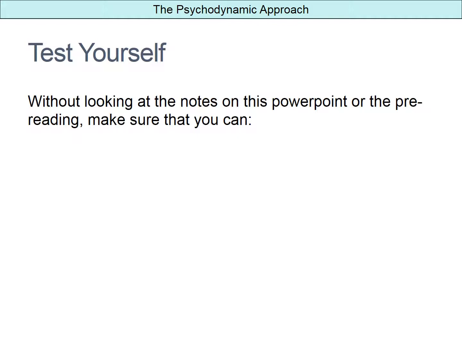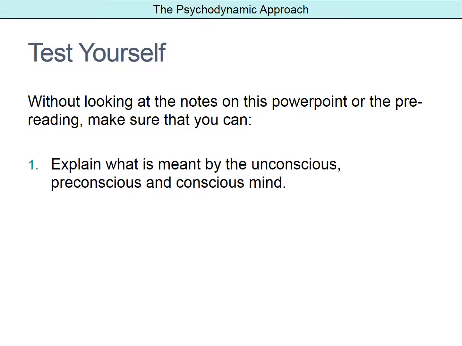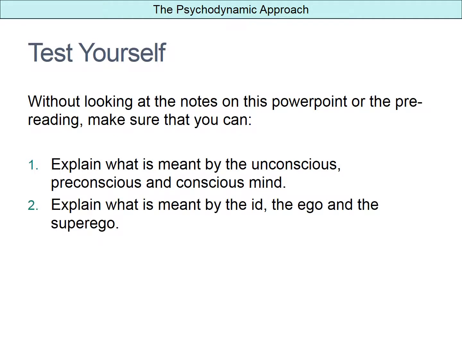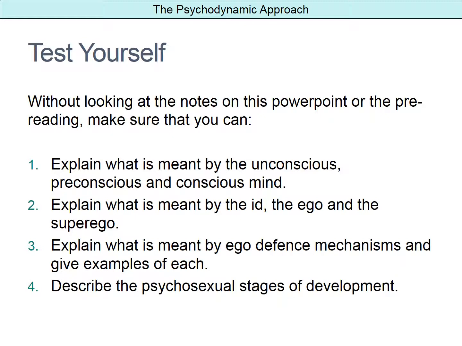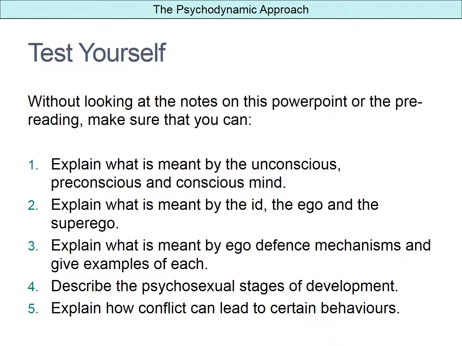So before you come into the lesson, you need to make sure that you can explain what's meant by the unconscious, the pre-conscious and the conscious mind. Explain the id, the ego and the superego and what their roles are in terms of a person's personality. Explain what's meant by an ego defense mechanism and give examples of each, including how they can influence behaviour. Describe the psychosexual stages of development, and finally explain how conflict at each of those stages can lead to certain behaviours in adulthood. You can go back to the pre-reading and read about any of these in more depth, or you can go through and watch this video as many times as you like to help you.